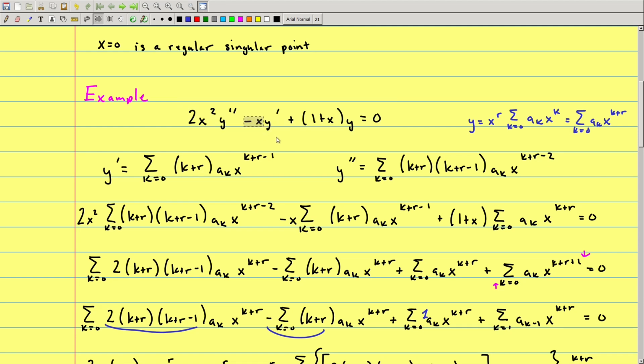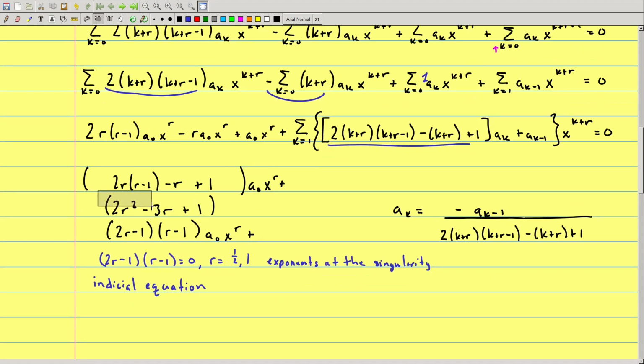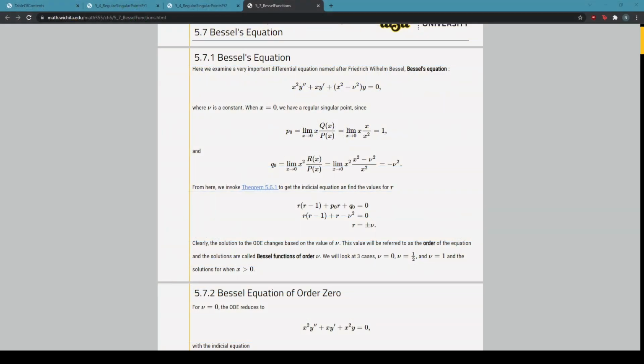P naught is negative 1 because I have to take out this x in this expression here. And then for this, q naught is 1. So if I think about this expression as 2, because of the 2 in front of the x squared, negative 1 for p naught, and positive 1 for q naught, I get exactly the same expression as from the indicial equation on this screen.